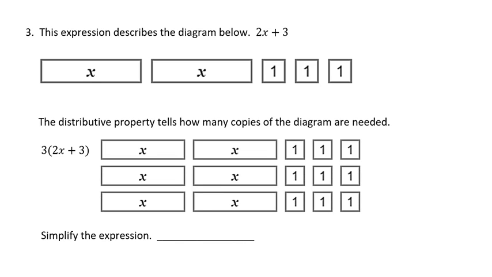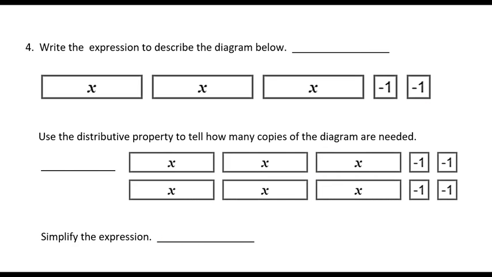Let's look at how we can use the distributive property when looking at pictures. The first picture is showing us 2x plus 3. So I have 2 copies of x and I have 3 ones. Below that, we've repeated that picture 3 times. And that's what the distributive property is telling us. We've taken 3 copies of 2x plus 3. To simplify this, we would show how many x's we have in all and how many numbers we have. Since we have 3 copies of 2x, that now gives us 6x. And since we had 3 copies of the 3 ones, we now have 9 ones altogether. So that's the simplified version of that picture.